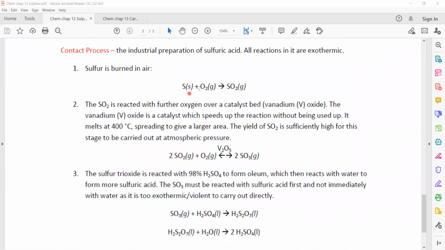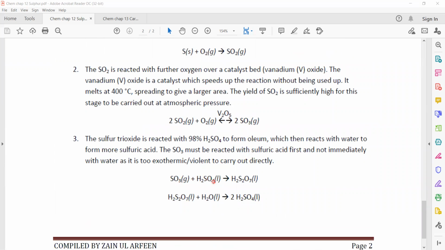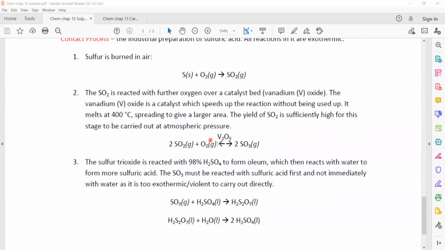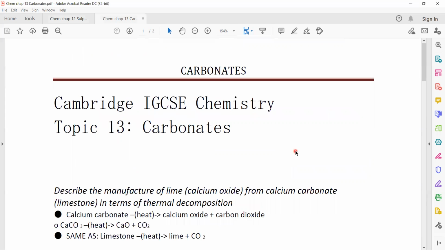These are the equations. Sulfur reacts with oxygen to give sulfur dioxide. Sulfur dioxide mixed with more oxygen gives sulfur trioxide. Sulfur trioxide mixed with sulfuric acid produces oleum. And oleum is diluted with water to form sulfuric acid. So basically we add sulfuric acid and as a result we are getting sulfuric acid. So we add 1 mole, we are getting 2 moles. So means we are getting the one which is formed and we are getting the one which is produced. So this was a quick revision of topic 12, sulfur.